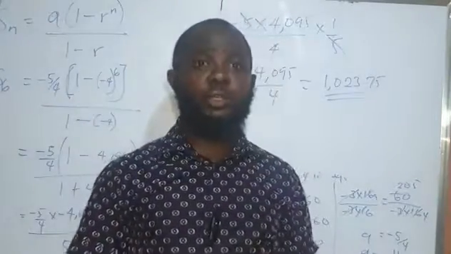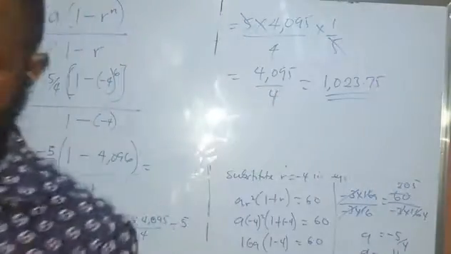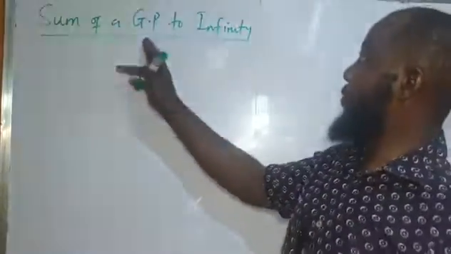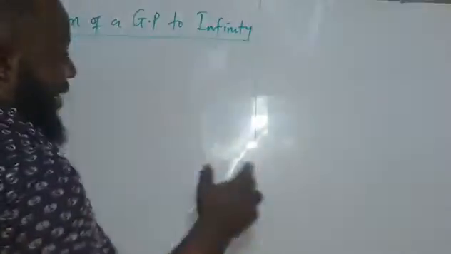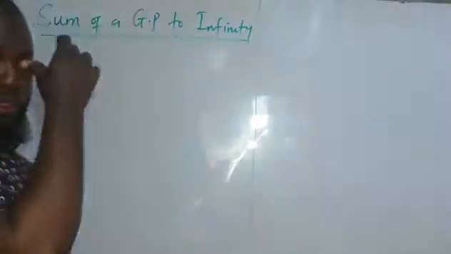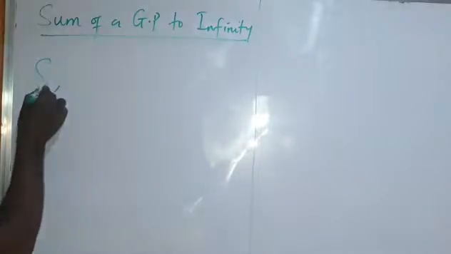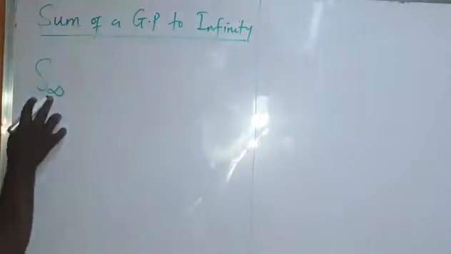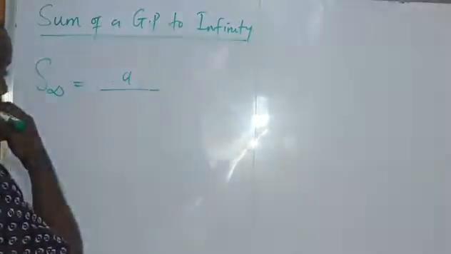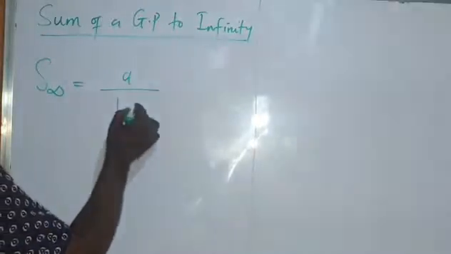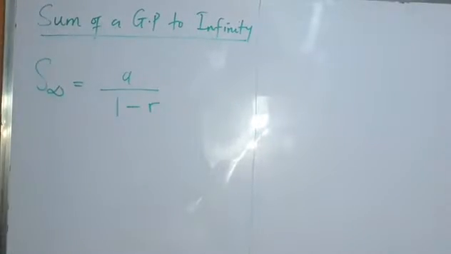So we're now going to look at sum of a GP to infinity. So that's the next stage. That is sum of a GP to infinity. When you are asked to find the sum of a GP to infinity, you have to make use of this formula. Sum to infinity, this symbol means infinity, is what? A divided by what? 1 minus r.